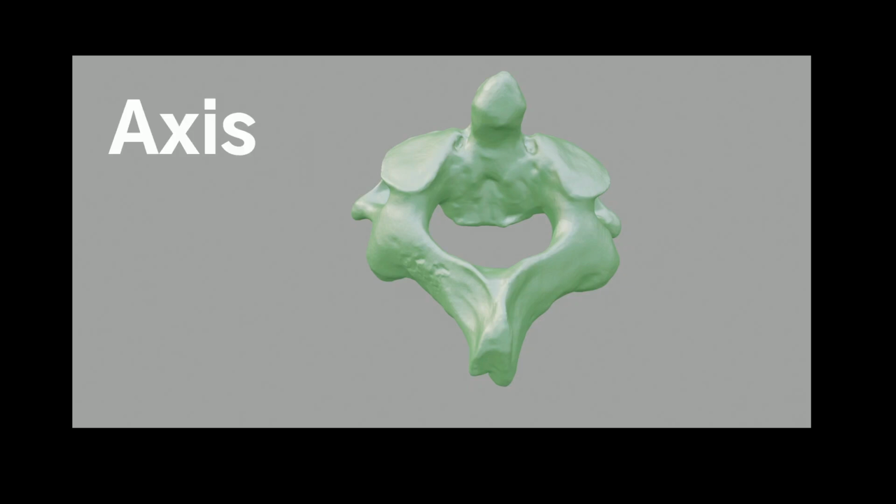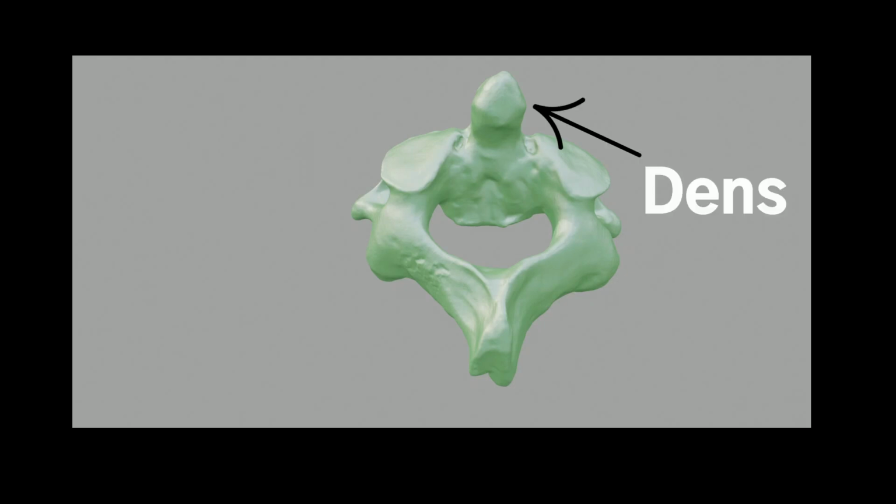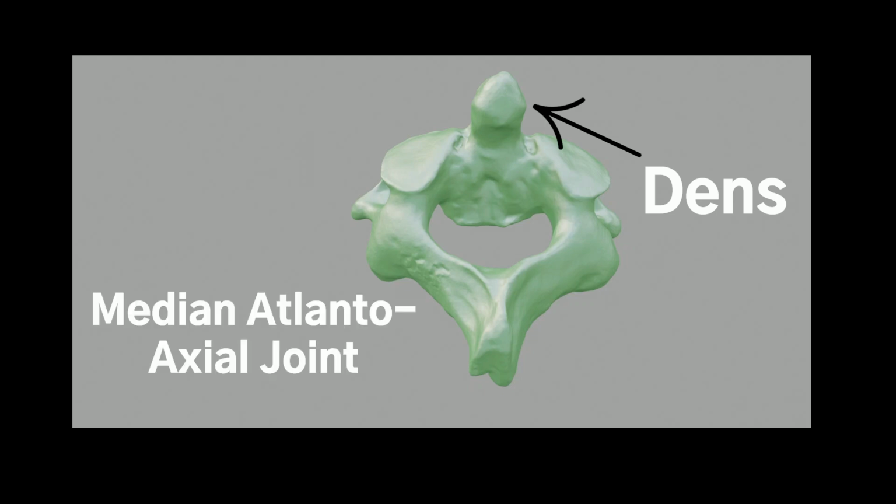C2 is known as the axis. The axis functions as a pivot and facilitates the rotation of the head from side to side. It is characterized by the dens, which is a tooth-like projection which articulates with C1. This articulation is called the median atlantoaxial joint.